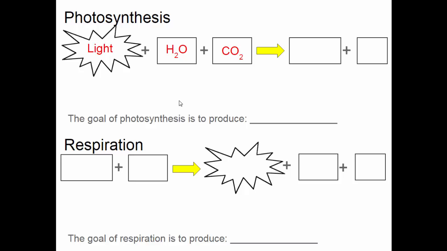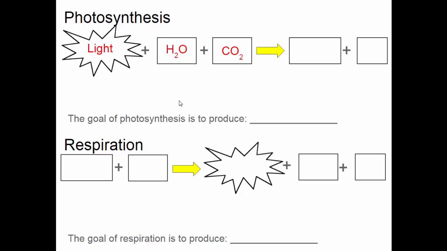So we could say these things in words, like you guys did: light, carbon dioxide, water. We can also use what we call their chemical symbols. You know water is H2O. You may not know carbon dioxide, it's CO2. And we need light. Now you'll notice light is drawn differently because usually we don't put energy in a chemical equation like this. So we need light, we need water, we need carbon dioxide.